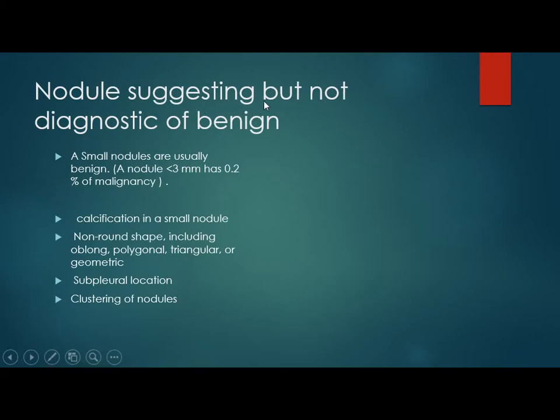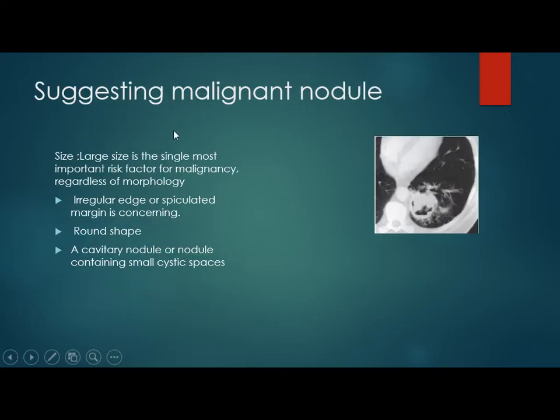Nodules that are suggestive but not diagnostic of benign: a small nodule is usually benign. A nodule less than 3 millimeters has a 0.2% risk of malignancy. Calcification in the small nodule, non-round shape, including oblong, polygonal, triangular, or geometric. Subpleural location and clustering of nodules, which most commonly occur in infectious processes.